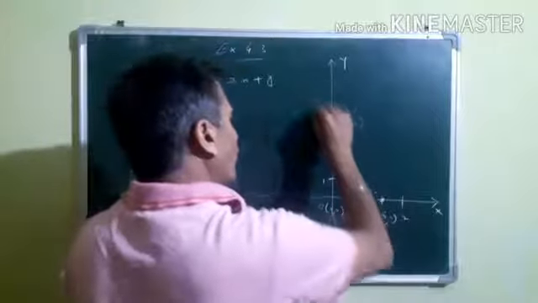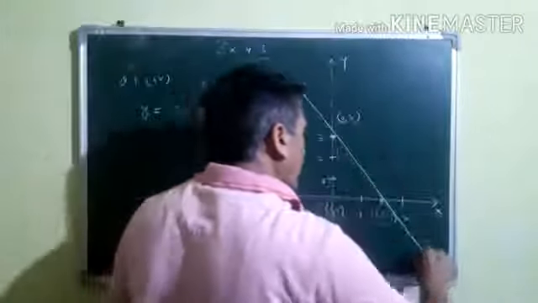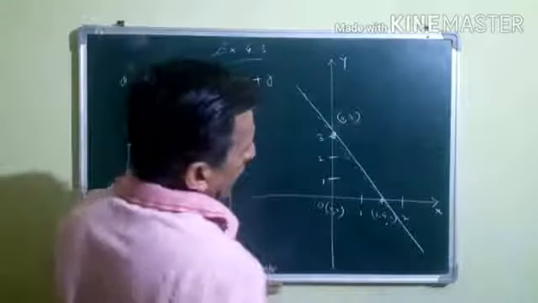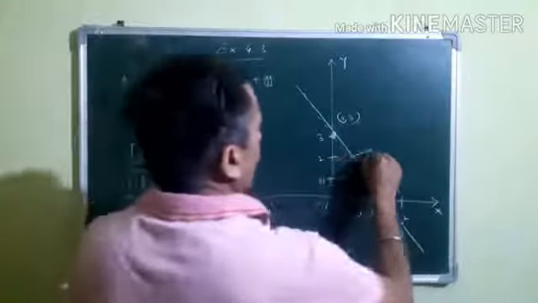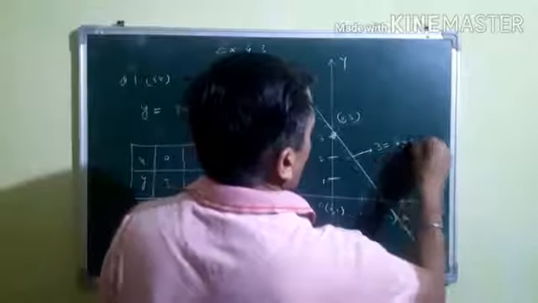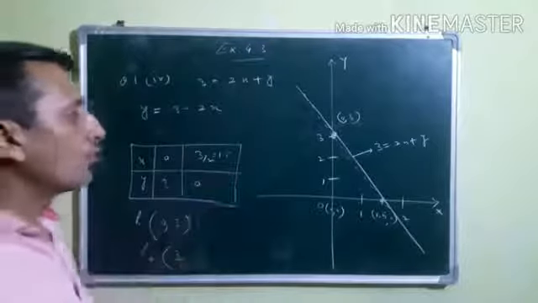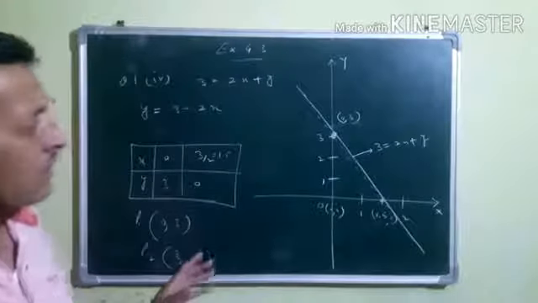Now join these 2 points, you see there is a straight line because this is a linear equation. So this is your straight line, and the equation of this line is 3 is equal to 2x plus y. Similarly, you can draw any linear equation with 2 variables. Okay, that's all.